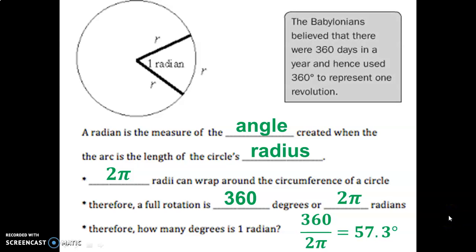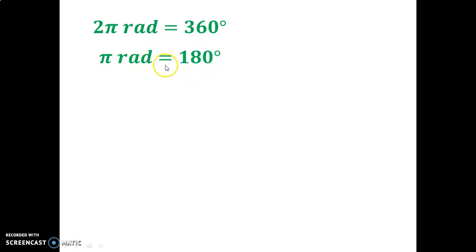Okay, that was a summary. And so that you know, Babylonians believed that there are 360 days in a year, hence they came up with 360 degrees to represent one revolution or one circle. Okay, let's move on from there to an important formula. We just learned that 2 pi radians is 360 degrees. Therefore, pi radians is 180 degrees.